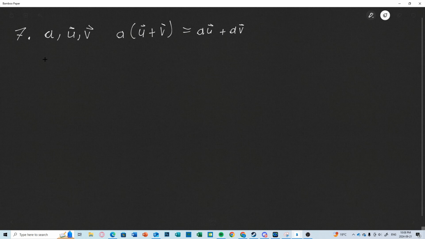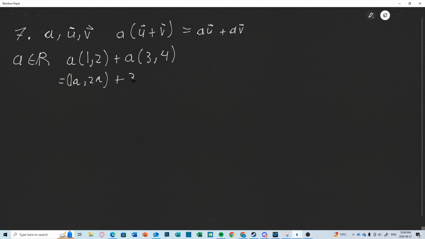If we set a to any random number, then we can have a multiplied by (1, 2) plus a multiplied by (3, 4), which will give us (1a, 2a) plus (3a, 4a). Since a is a real number, and we already know that it's closed under addition, meaning that u plus v works, the addition of u and v is a real number, so this all is a real number, meaning axiom 7 works as well.